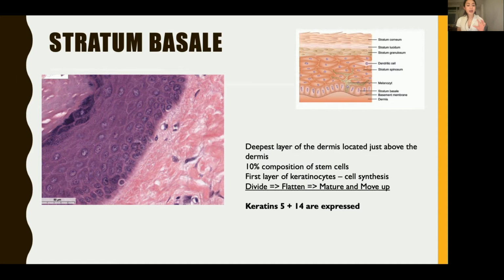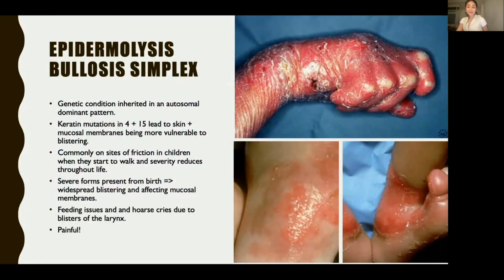Next slide. The reason I brought this up is because you can get this awful genetic condition called epidermolysis bullosa simplex. It's essentially when you get genetic mutations in keratins 4 and 15. That leads to the skin being more sensitive and vulnerable to blistering on very minimal friction. It's inherited in an autosomal dominant pattern.